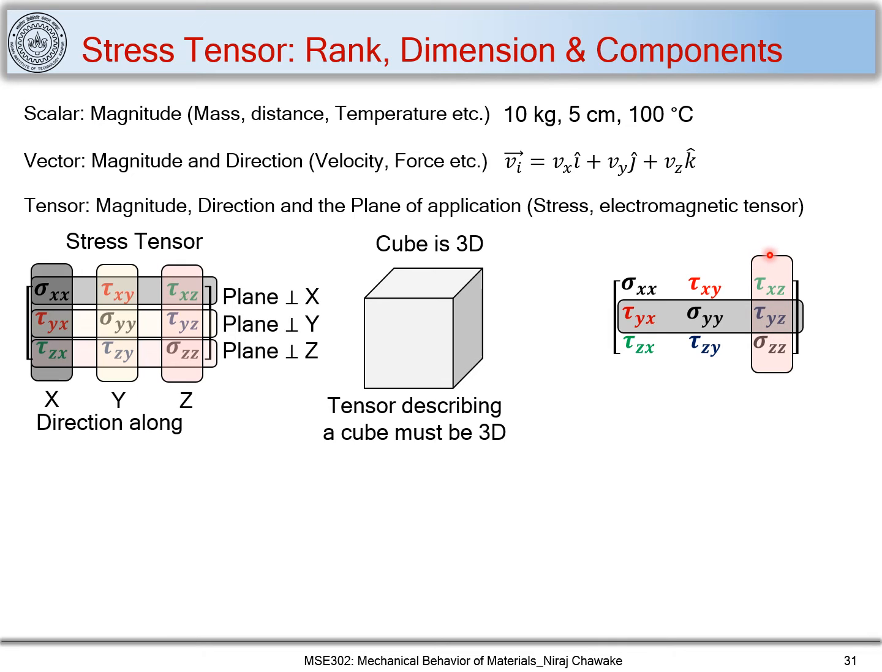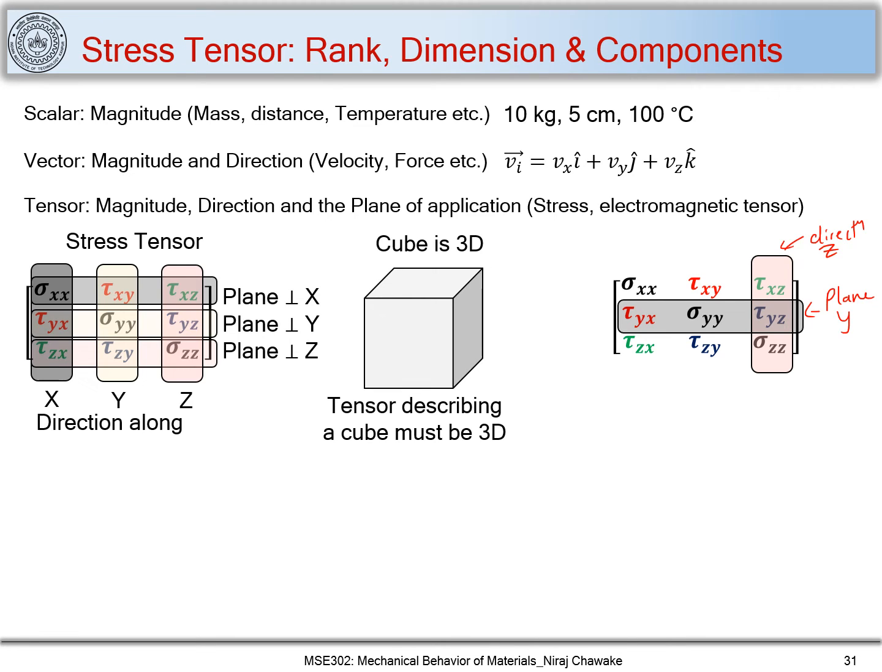One is the plane on which it is acting, and one is the direction on which it's acting. So, I need two pieces of information. Let me write it down. This one is representing your direction, that is z direction, and this one is representing the plane on which it is acting. So I call this a y plane.